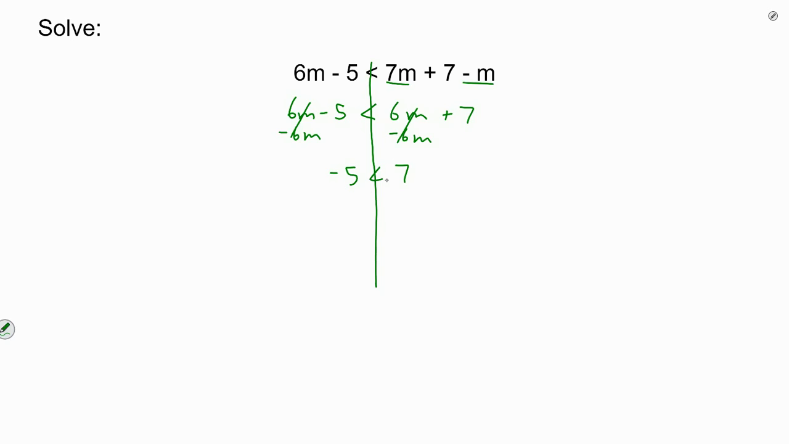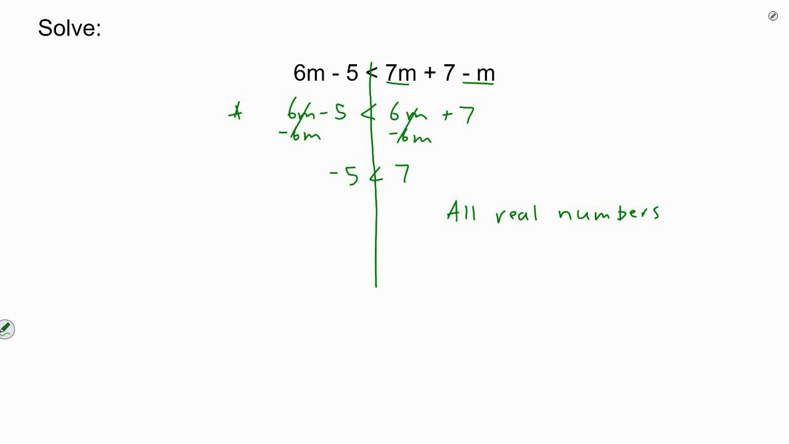Since this is always true, we call this an all real number solution, meaning that you can put any number into this original problem, and it's going to come out to be the same thing. We could have figured that out right here, because 6m minus 5, 6m plus 7, well, if I'm adding 7 to a number, it's always going to be bigger than if I'm subtracting 5 from that number. So we could have figured that out at this step.